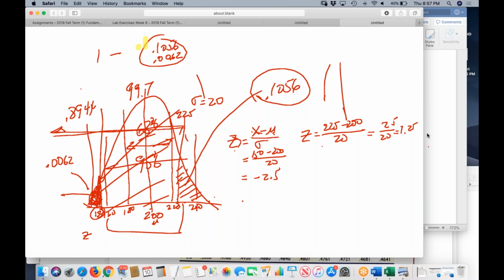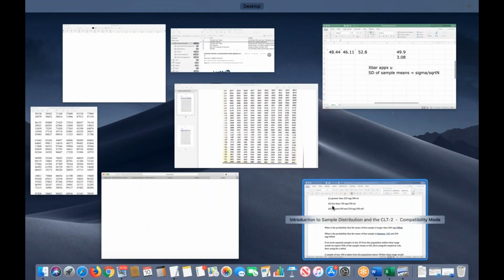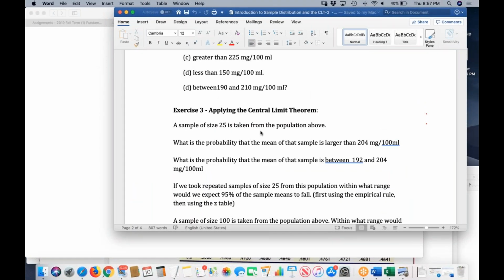Okay, let me clear this and go back to the questions. The next question is between 190 and 210. You're going to do exactly the same thing. You're going to find the area that's less than 190. In other words, 190 minus 200 over 20, which is negative 0.5. You go to the table and find the area less than that, and 210 minus 200 is 10, which is going to be plus 0.5. You're going to find the area to the left of that, right?